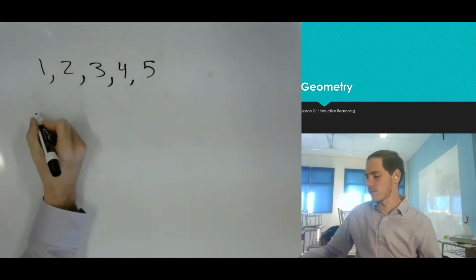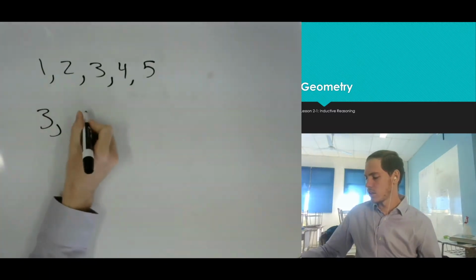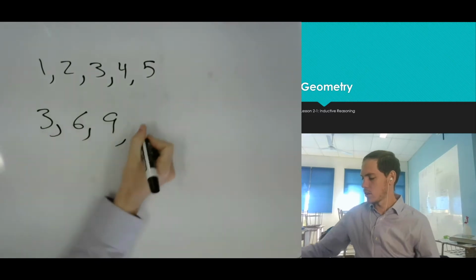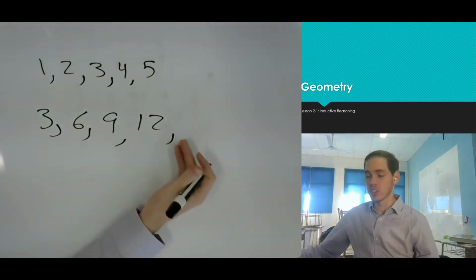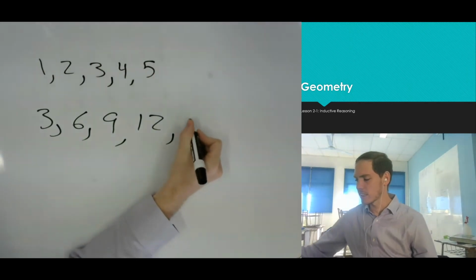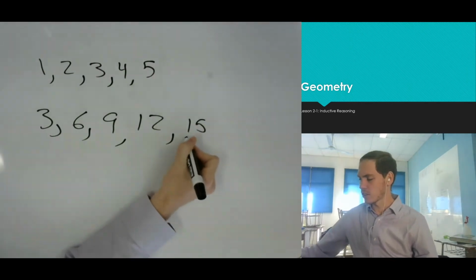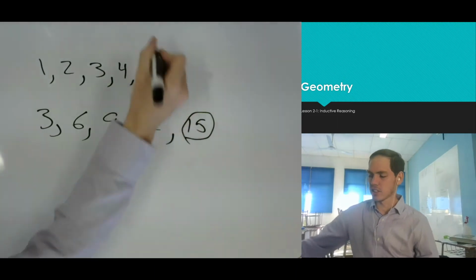Let's do this one, and what comes next? So this is a conjecture. You are conjecturing what should come next in this sequence. 15. So this is our conjecture. We conjecture these things.